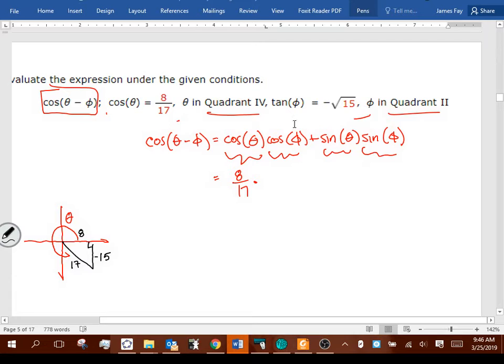So that I know it's negative. Because now I come up here. I still don't know cosine phi yet. But now I know sine of theta. What's the sine of theta? Negative 15 over 17. Opposite over hypotenuse, right? Does that make sense? Now let's go through the same exact process, but do it with phi.